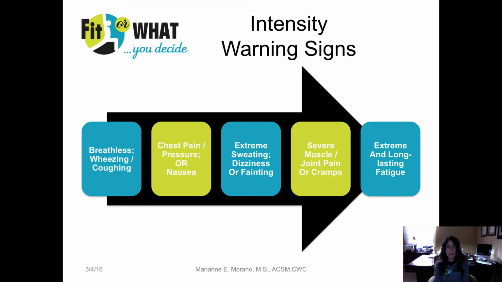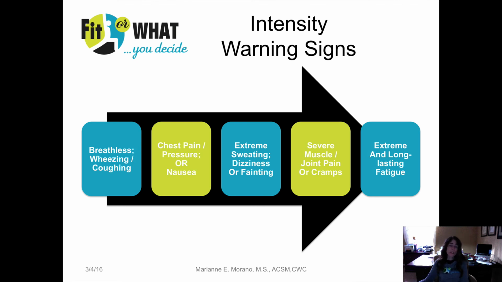Extreme sweating, and some people really sweat because that's just their physiology. But if you're a person that doesn't really sweat that much and you are sweating profusely, that could be a warning sign you're working too hard. And if you have any type of dizziness or fainting, any type of severe muscle or joint pain or muscle cramps, those are signs that you went beyond your limit. You're really working too hard. And if you have extreme fatigue after a workout, or if it lasts for a long time, that's a sign that your intensity is too hard. You need to scale it back a bit.